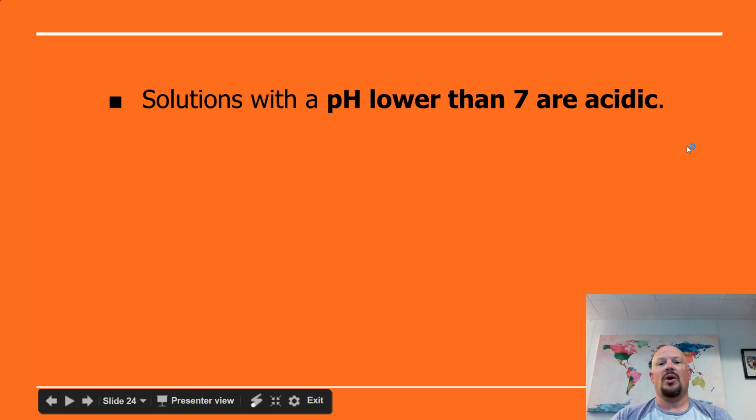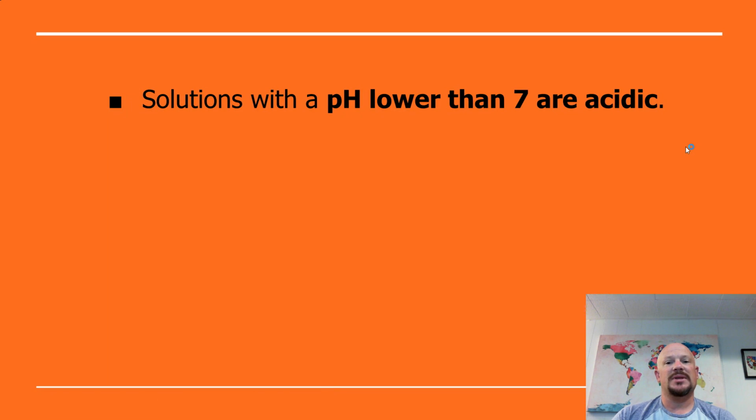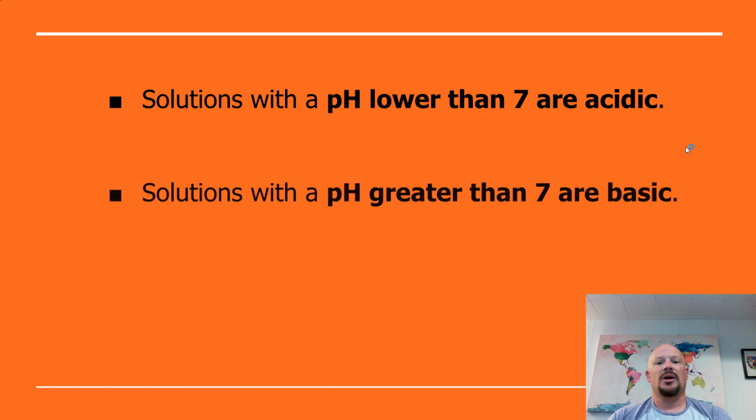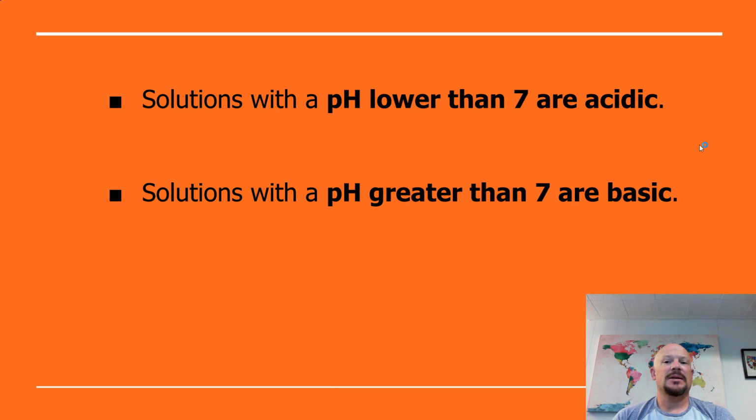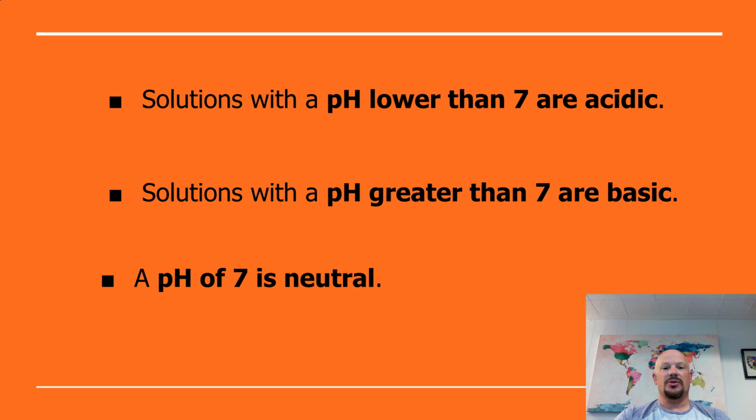Solutions lower than 7 are acidic, and so if it's 1 through 6, you're going to have an acidic solution. Greater than 7, basic. So 8 through 14 is going to be basic. The closer it is to 7, the weaker it is. And so if you have an acid that's a 6 and a base that's an 8, those are both going to be weak, because they're both close to neutral, which is 7. So a pH of 7 is a neutral solution.